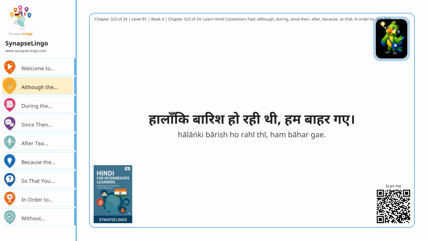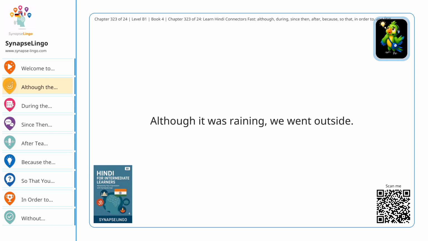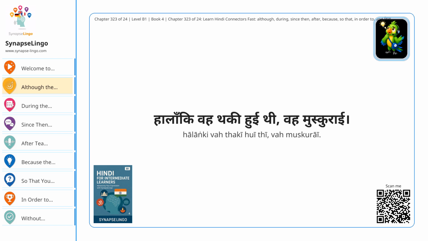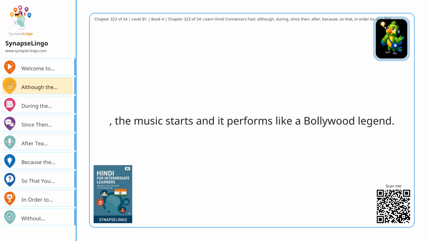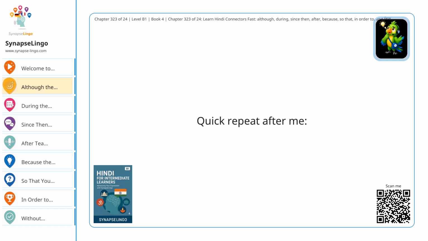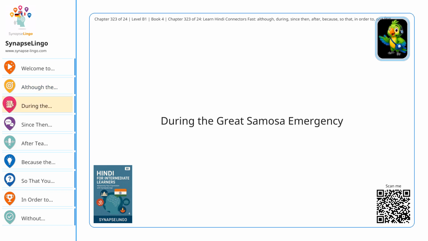Example: हालांकि बारिश हो रही थी, हम बाहर गए. Although it was raining, we went outside. Example: हालांकि वो थकी हुई थी, वो मुस्कुराई. She smiled although she was tired. Funny image. A goat says, I hate dancing. हालांकि. The music starts and it performs like a Bollywood legend. Quick repeat after me. हालांकि. One more time. हालांकि.